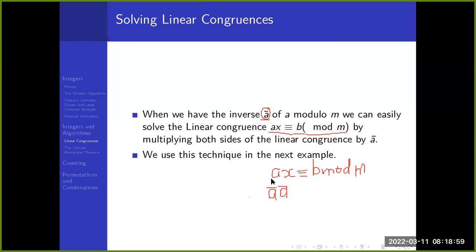So if you have this linear congruence, AX is congruent to B modulo M, and we know the inverse of A modulo M, we can multiply both sides of this by the inverse of A modulo M, and this is what we'll have. And our solution is easy.